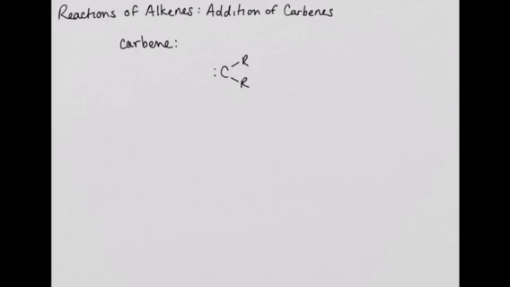The topic of this lecture will be the addition of carbenes to alkenes. A carbene is a carbon atom that has 2 bonds and 2 non-bonding electrons. Its formal charge is 0, but it is very reactive. The carbon center is electron deficient, making this a very good electrophile. Its lone pair of electrons make it a good nucleophile as well.